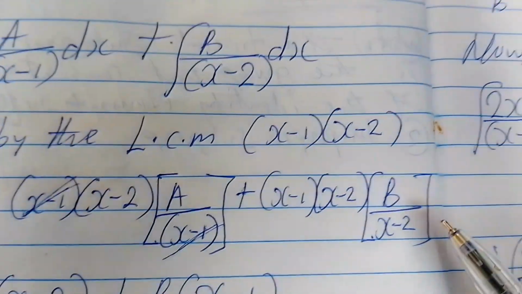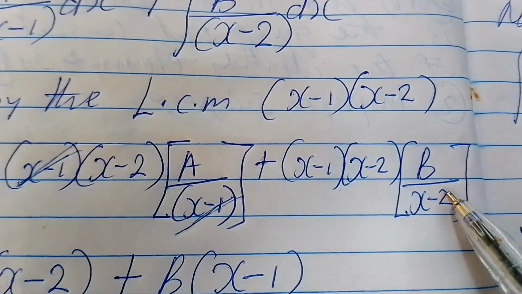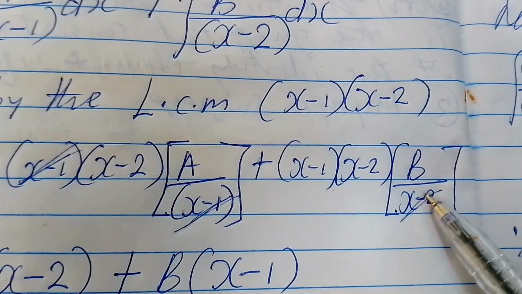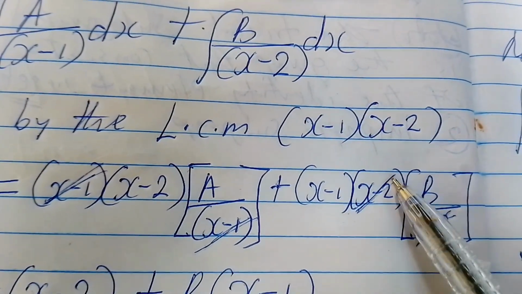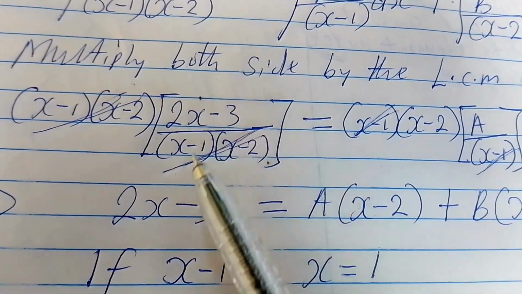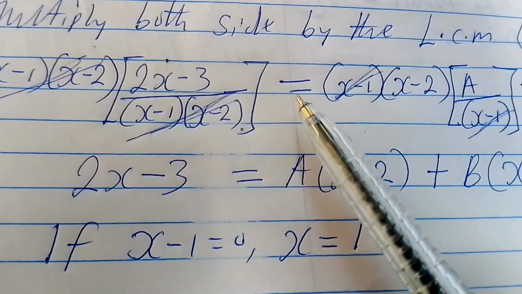Then plus, look at the second expression here on the right hand side. You know that on the denominator we have x minus 2, right? It's going to cancel out x minus 2 on the numerator. So x minus 2 is out. So therefore this becomes what? On our left hand side, we're going to be left with 2x minus 3 equals to this here.